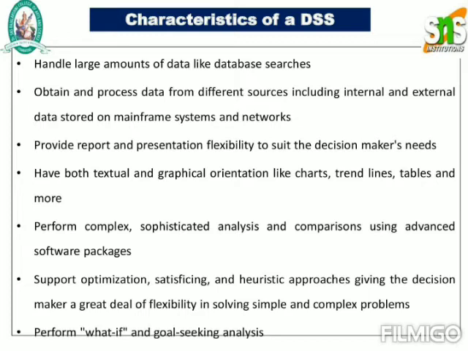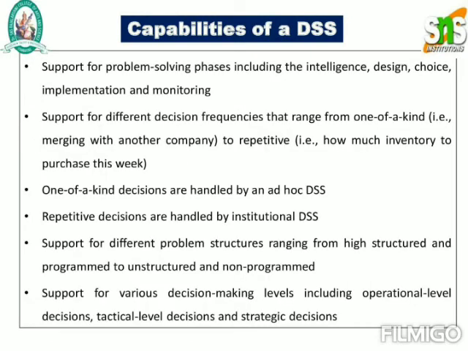So these are some of the characteristics of your decision support system. Next are some of the capabilities of your decision support system. Support for problem solving phases includes intelligence, design, choice, implementation and monitoring.